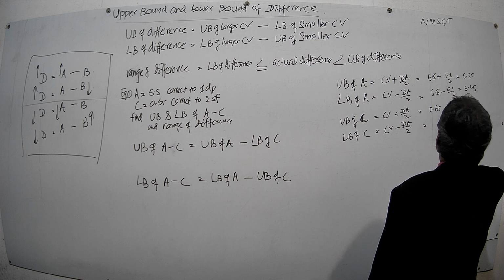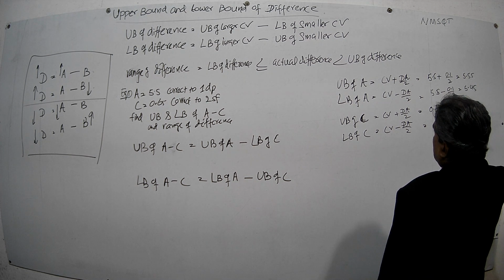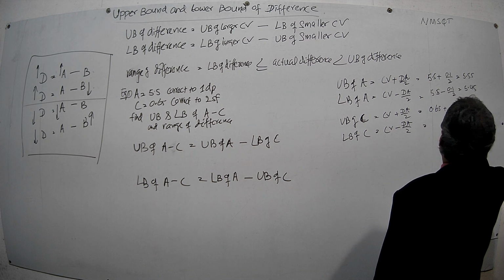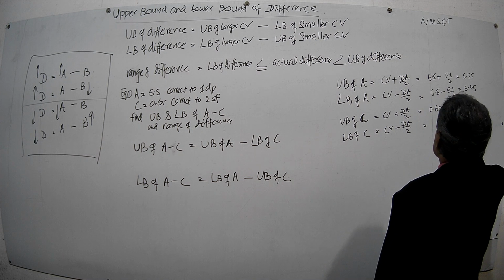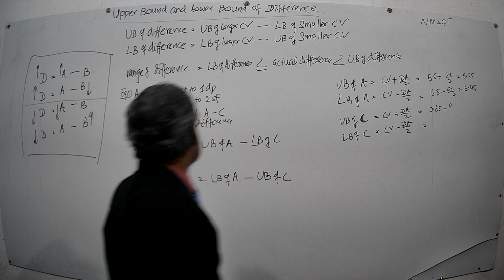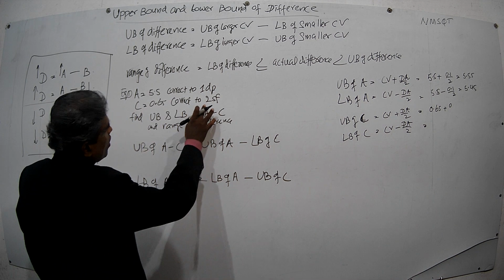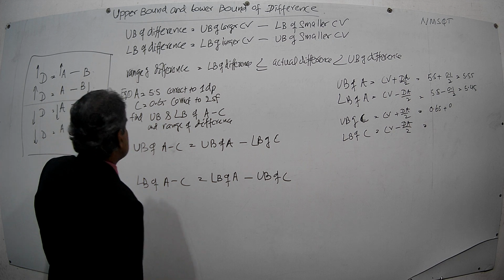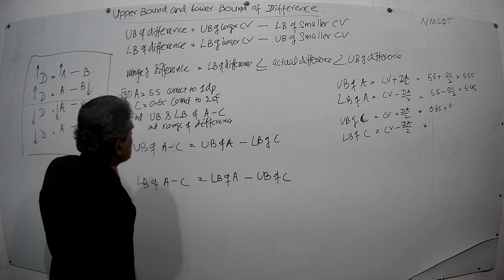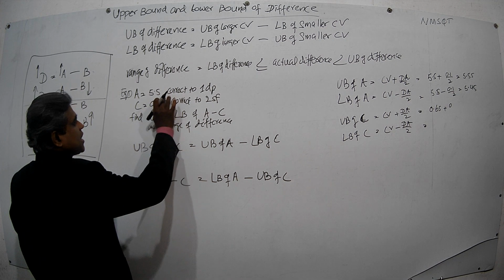0.65. Then, to find the upper bound of C, we add the corrected value plus the degree of accuracy over 2. What is the degree of accuracy? They say correct to significant figures. Then this is the preceding zero, which is not a significant figure. This is the first significant figure, the second significant figure.